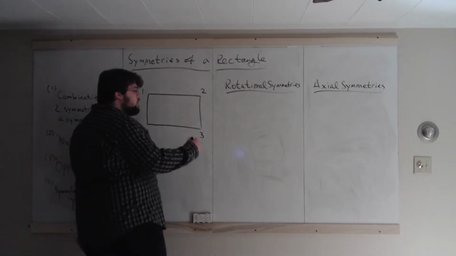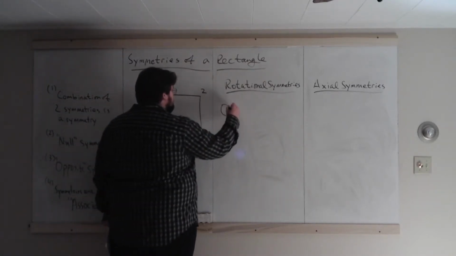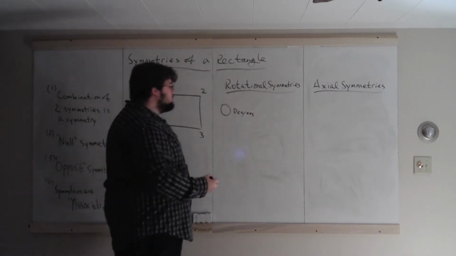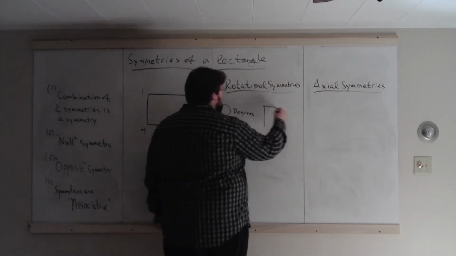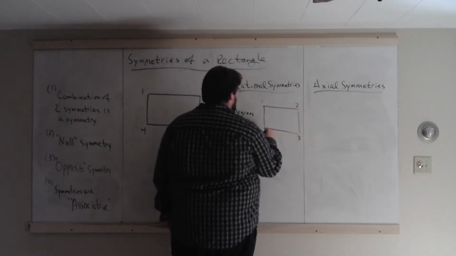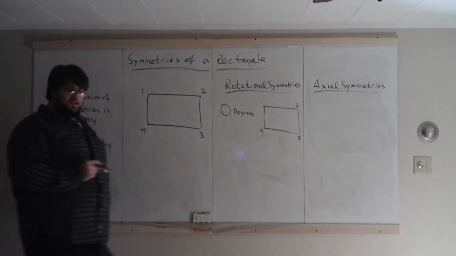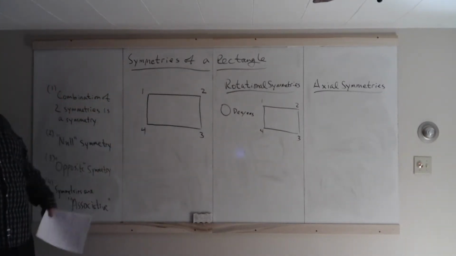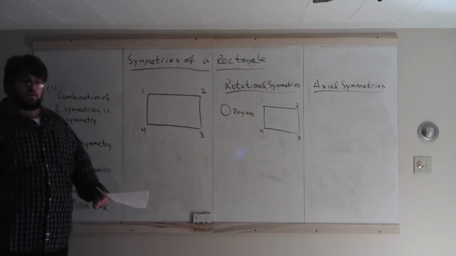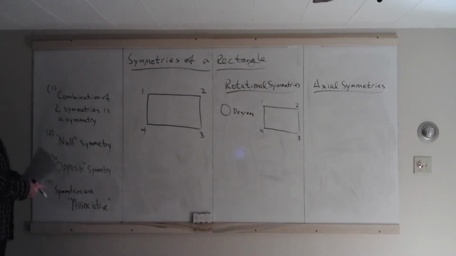Well, if we rotate it 0 degrees, what happens? Well, we get this rectangle. 1, 2, 3, 4. So that is a symmetry because that is the same shaped rectangle, and it is in the same direction. That 0 degree rotation will form this null symmetry because it's not really doing anything.